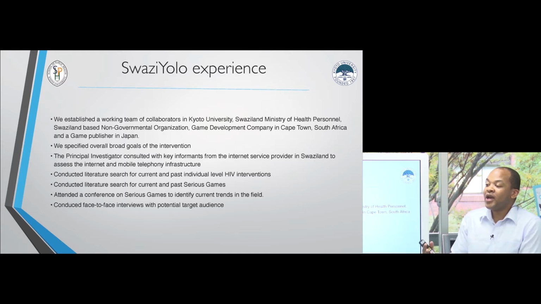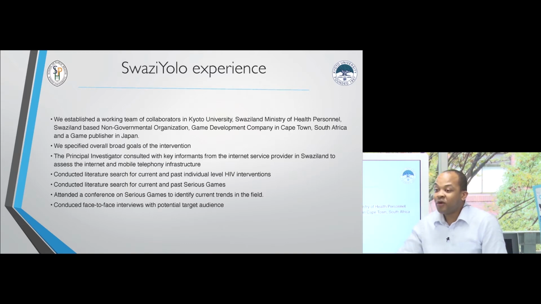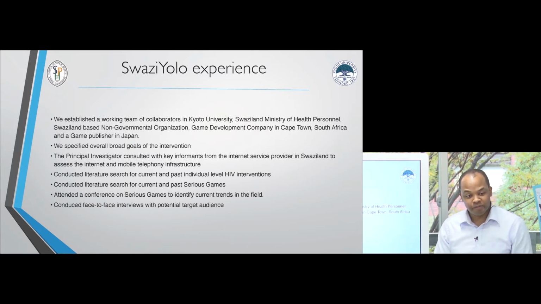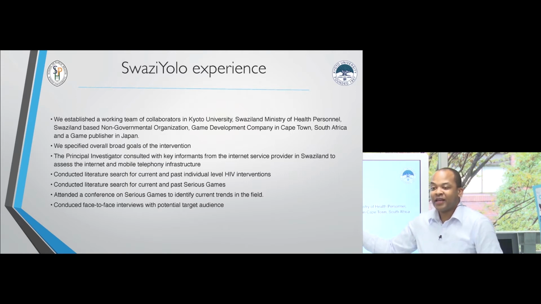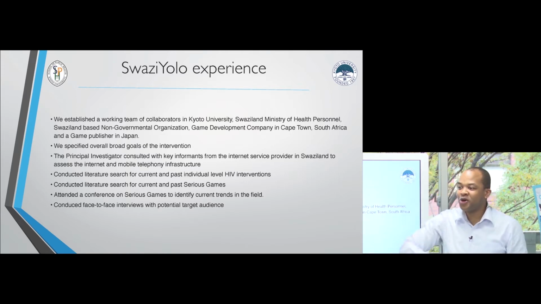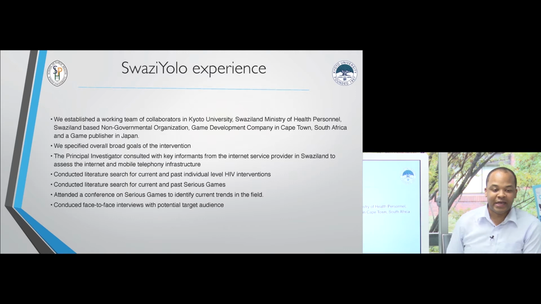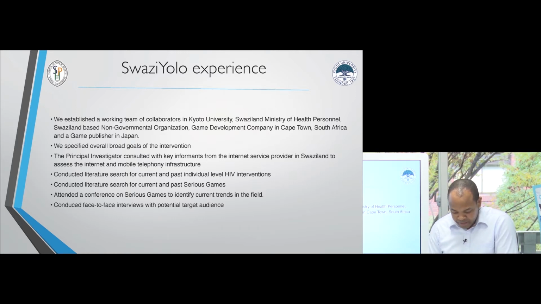And the only way you can know this, apart from reading policies, is to involve the policymakers within your team. So we did a lot of consultation between Japan, South Africa, and Swaziland. And as you can imagine, it might be very difficult to get everyone to sit down in a meeting like this. So it was a lot of moving up and down to collaborate on this. And then also we specified the overall goals of the intervention.